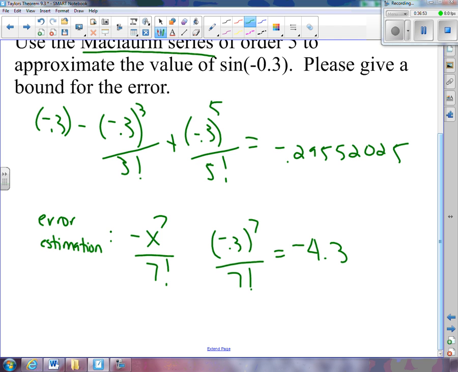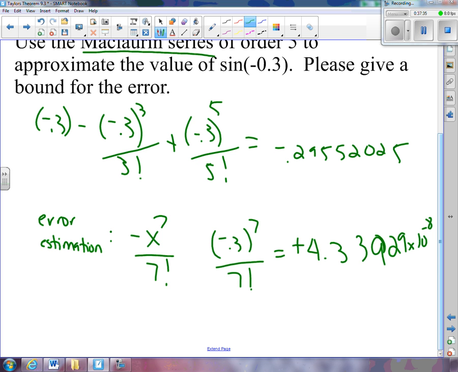You're going to plug negative 0.3 in, and I'm sorry, it's 4.33929 times 10 to the negative 8. So that's pretty close. That means that there's how many zeros? Seven. So what we're saying is that our error is no bigger than that.